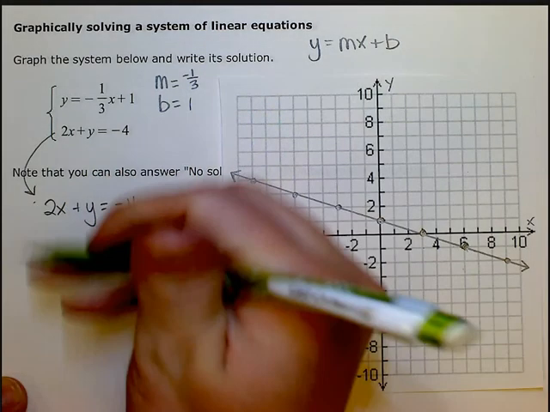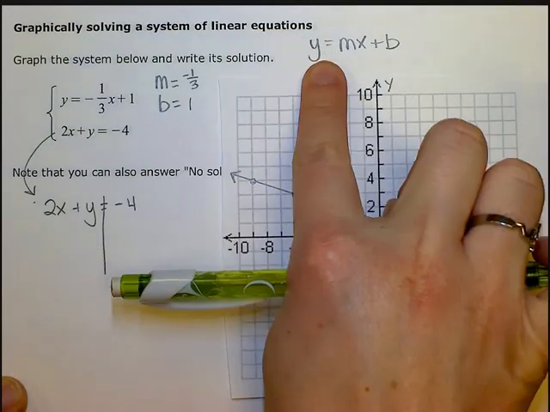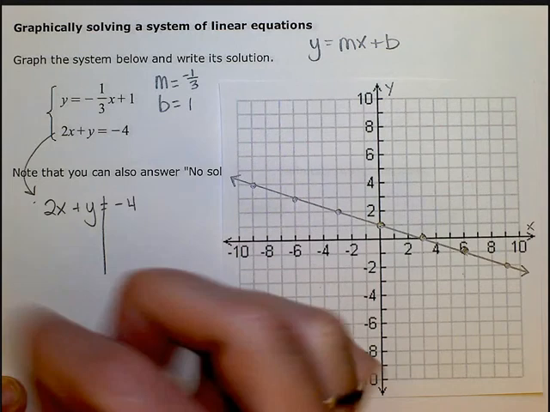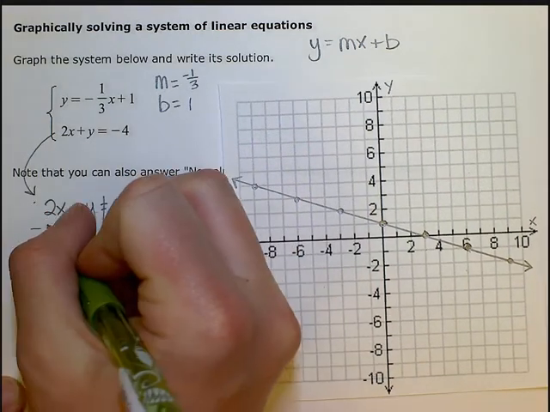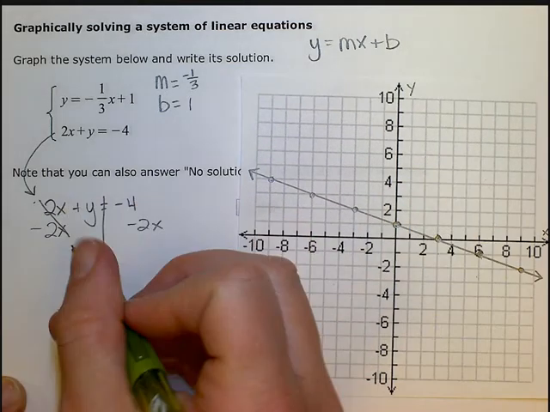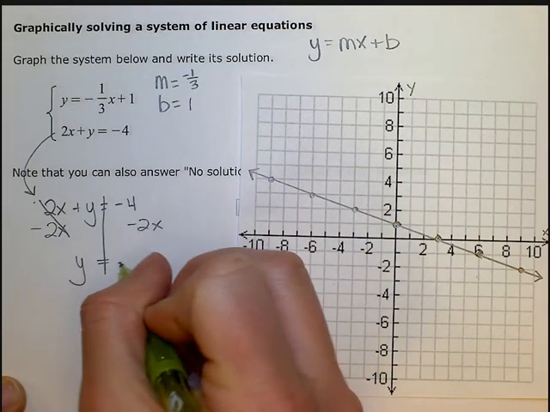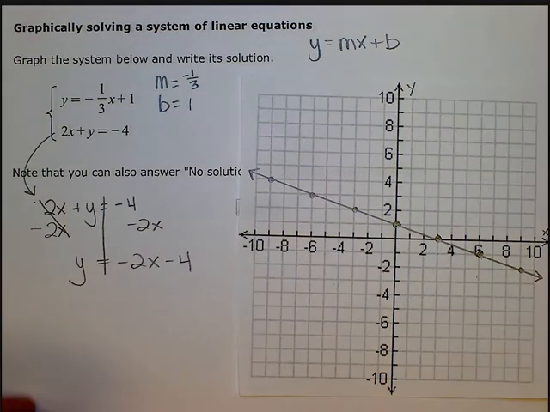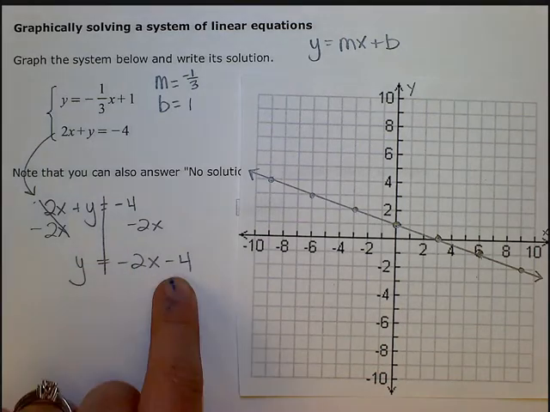So in order to rearrange it, I want to get y by itself. So in order to get y by itself, I need to move the 2x away. Now because it's a positive 2x, I'm going to subtract 2x from both sides. So those cancel, and I get y equals negative 2x minus 4. So now I have this second equation changed to y equals mx plus b form, just like this.